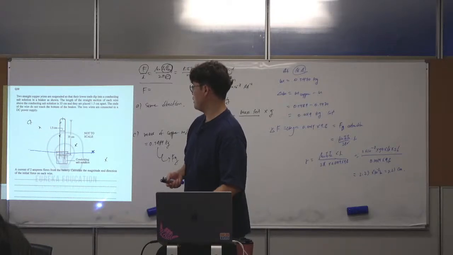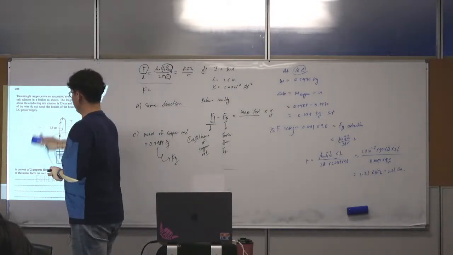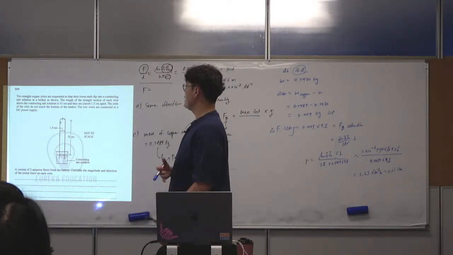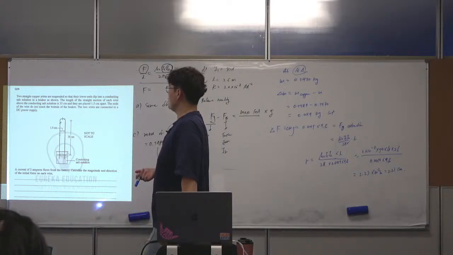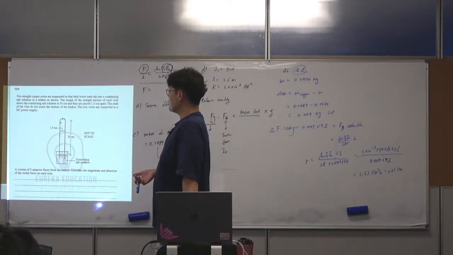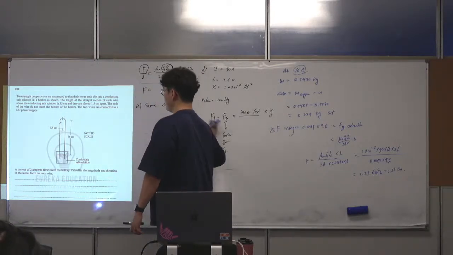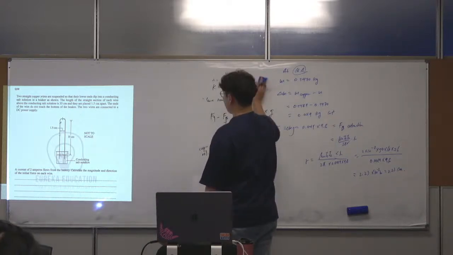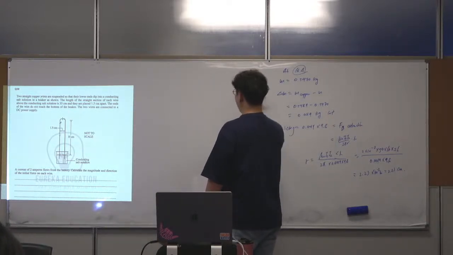29. Again, this is to give us some really similar types of questions. Two straight copper wires are suspended so that their lower ends dip into the conducting salt solution in the beaker as shown. The length of the straight section of each wire above the conducting salt solution is 35 centimeters and they are placed 1.5 centimeters apart. The ends of the wire do not touch the bottom of the beaker. The two wires are connected to a DC power supply. A current of 2 amperes flows from the battery. Calculate the magnitude and the direction of the initial forces on each wire.